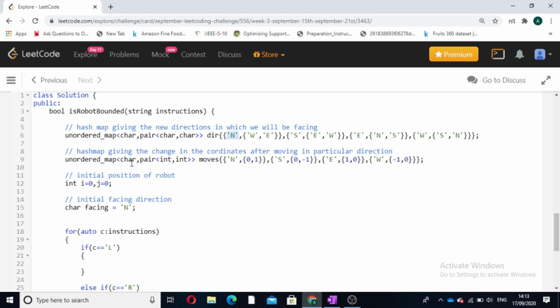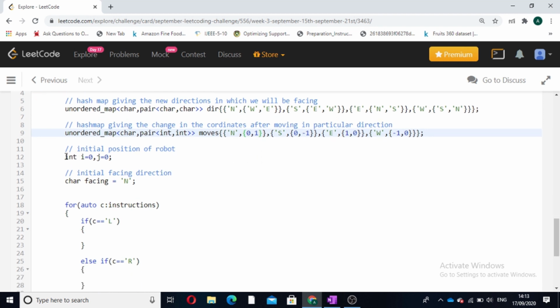In the second hash map also, the key will be the direction in which we are facing, and the value gives the change in the coordinates which will happen when we move in that particular direction. Like for north, there is a change of 0 in the x axis direction, and a change of 1 in the y axis direction. So this is how these two hash maps are created.